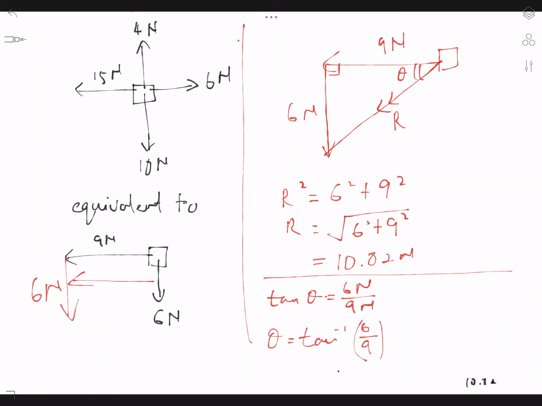Okay. So I leave it to you yourself. Try to use your calculator, and then get what is the angle. Okay. That is how you solve the problem.